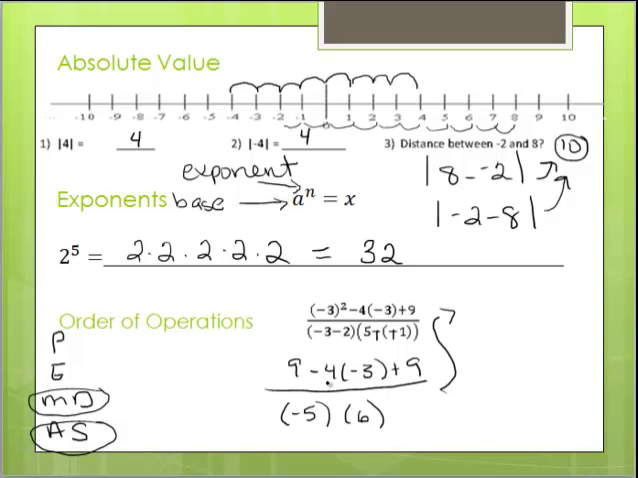Now back to the numerator. We have multiplication here. We have to take care of that first. So negative 4 times 3 is a positive 12. So we get 9 plus 12 plus 9. And in the denominator, all we have is multiplication. We get negative 30.